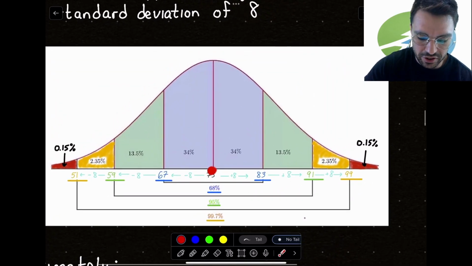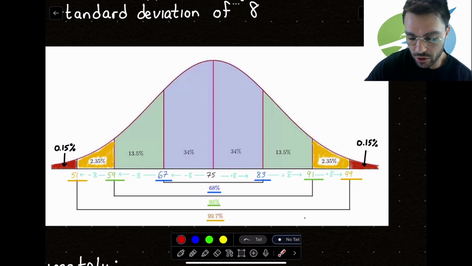So where our mean is, you could see we put 75 here. And then because our standard deviation is 8 at each, we'll call it interval, we just increase by 8. So +1 standard deviation is 75 + 8 is 83. At 2 standard deviations is now 83 + 8 is 91. And at 3 standard deviations is 91 + 8, 99.